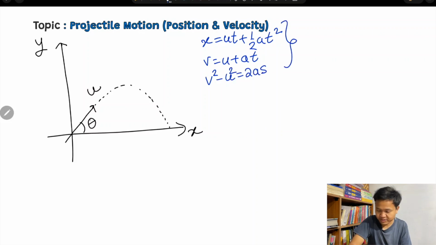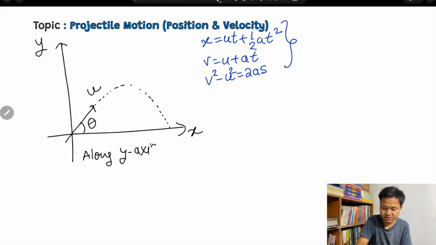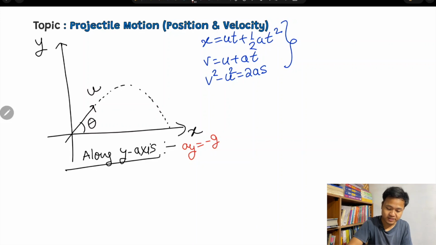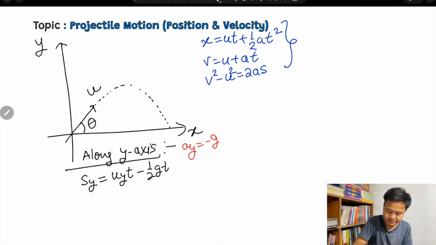So first let's write along the y component, okay, the y-axis for a projectile. Along the y, a_y is minus g, so the equation is: s_y, the displacement along the y-axis, equals to u_y into t minus half g t square.